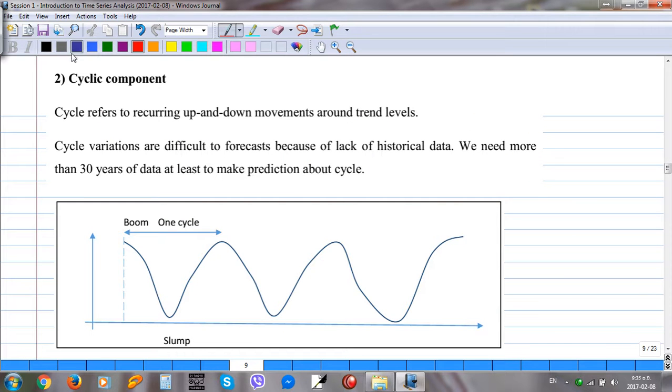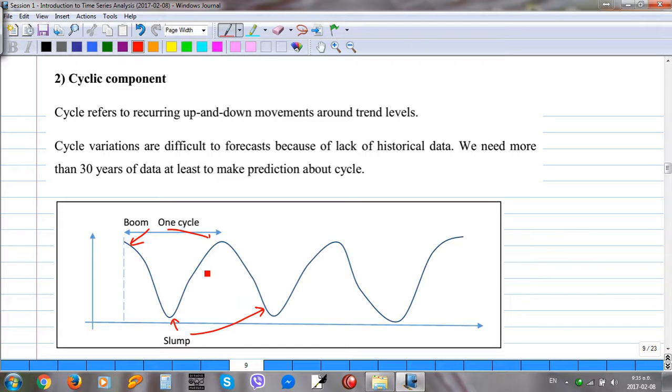And the second one is the cyclic component. Cyclic refers to recurring up and down movements around the trend level. So you can see here, recurring up and down movements around the trend level. And here, these are the booms and these are the slumps of a cyclic component.